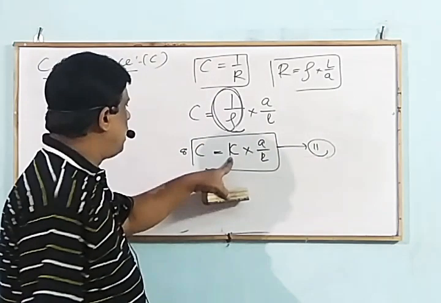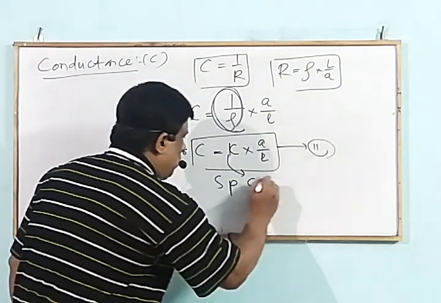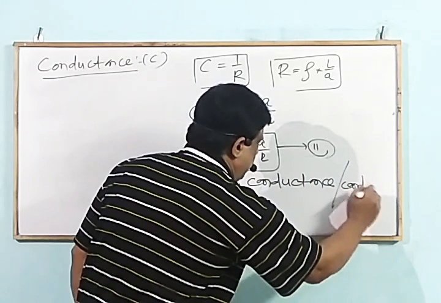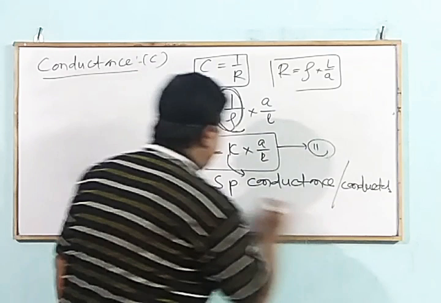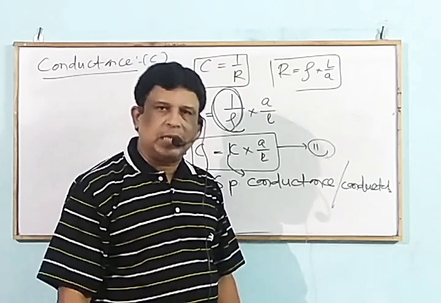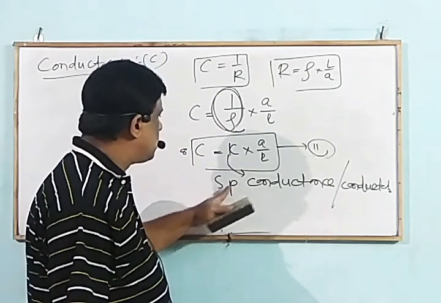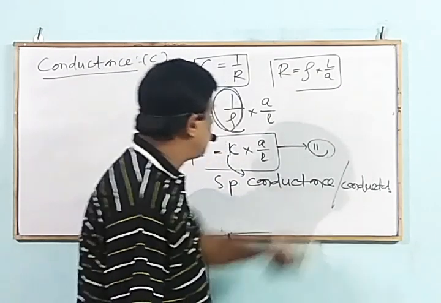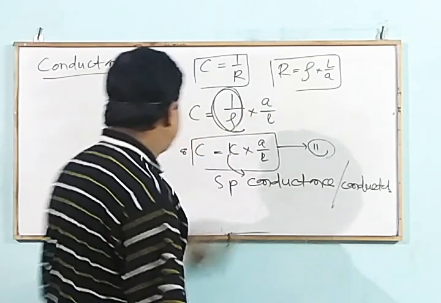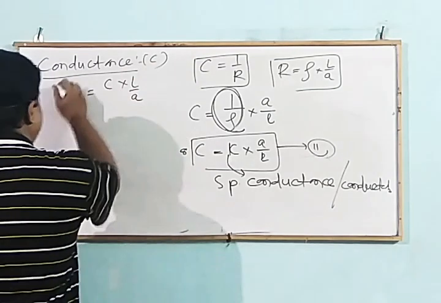Mark that this kappa is a constant which is known as specific conductance, or conductivity. This specific conductance is also the reciprocal of specific resistance. The reciprocal of specific resistance is another constant known as specific conductance or conductivity of a conductor. So rewriting this expression, we have kappa is equal to C into L by A.